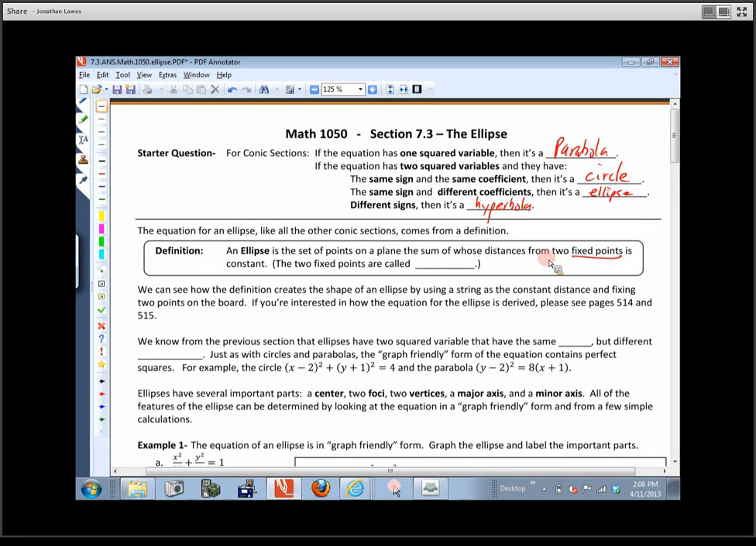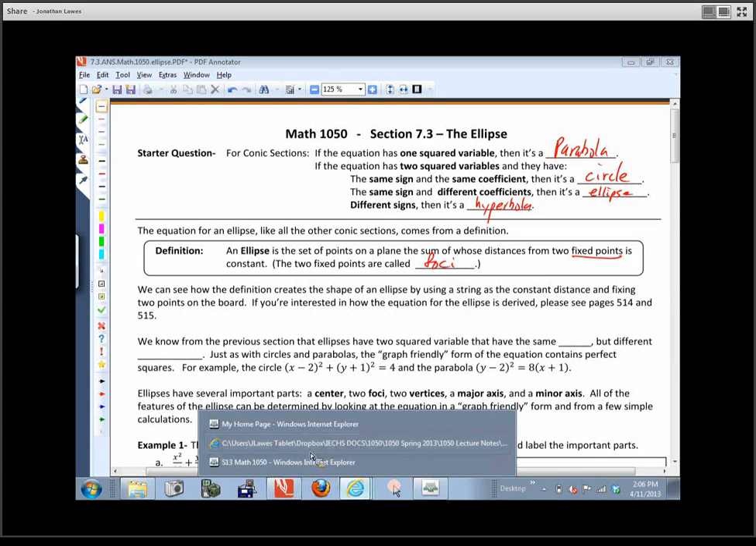So if we add up the distance between these two points and a point on our ellipse, it's always the same. Those two fixed points are called foci. You could call them foci if you want. Most people say foci. I think that's the proper pronunciation, or pronunciation if you like. Okay. And a lot of times I'll bring in a string and we'll have two foci on the board and we'll kind of draw an ellipse. But I'm going to show you an animation. So I want you to take a look at this.